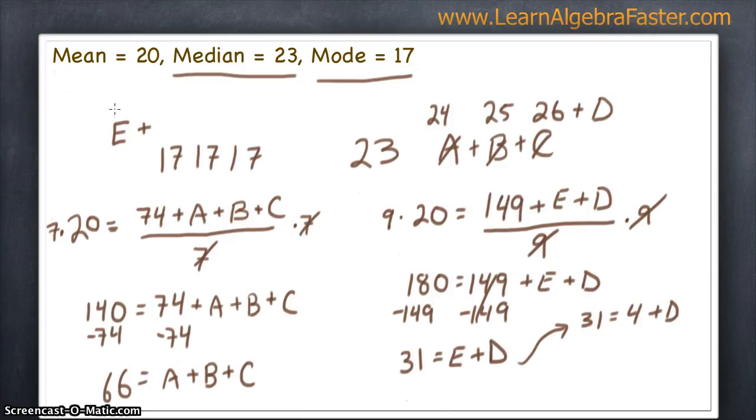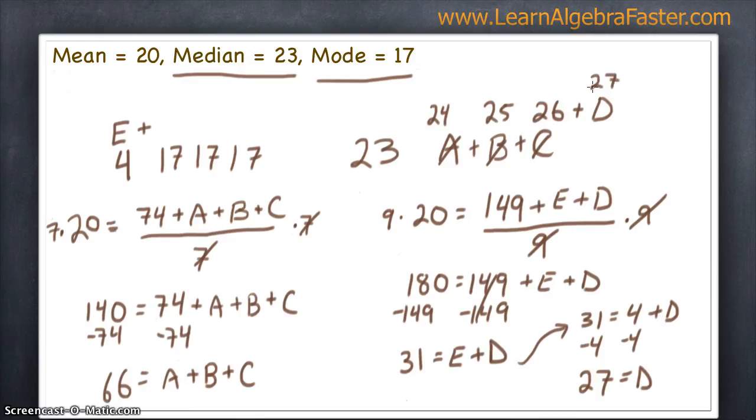So let's go over here and make E 4, and we'll come down here, do inverse operations, and 31 minus 4 leaves us with 27 equals D. So we add that here and we're finished.